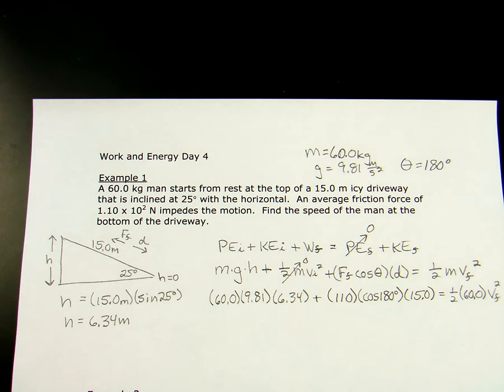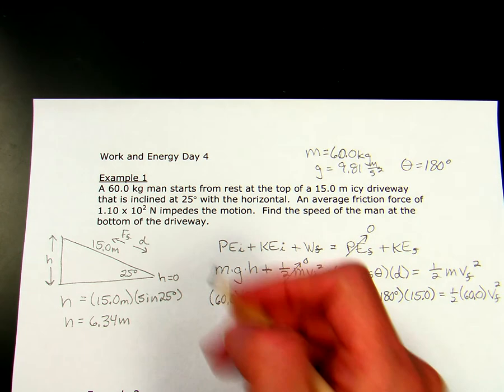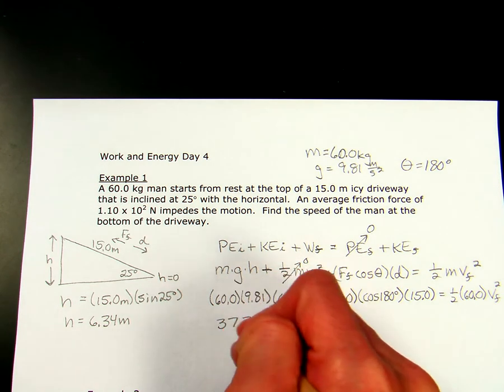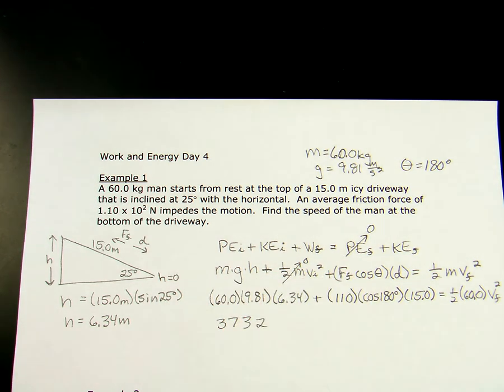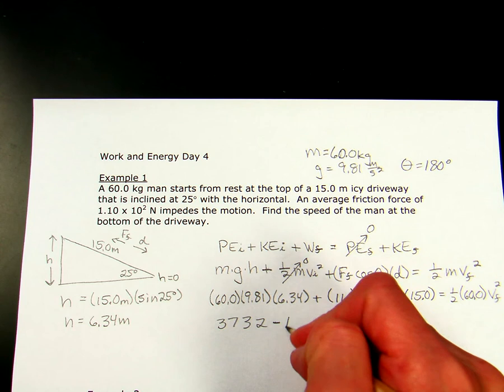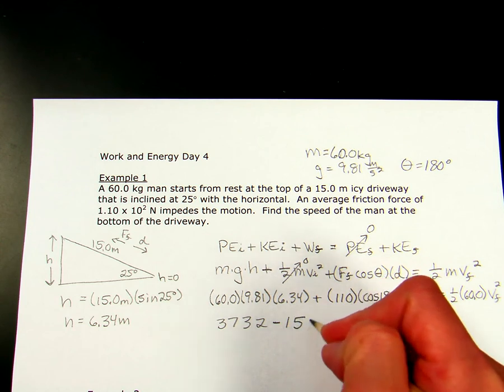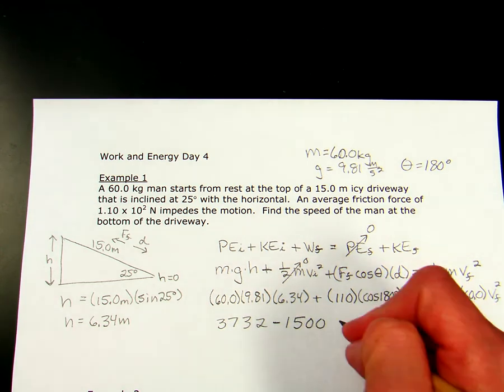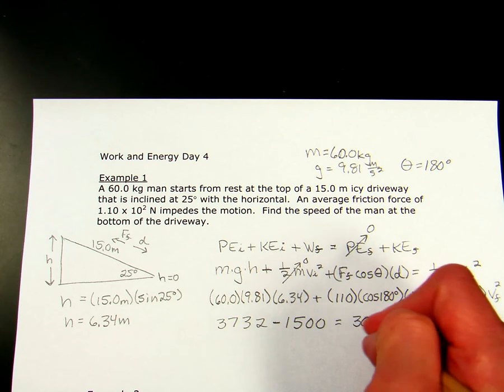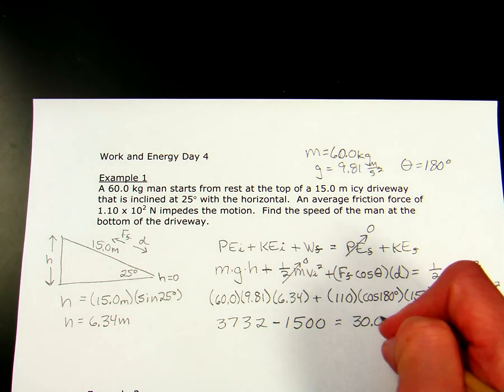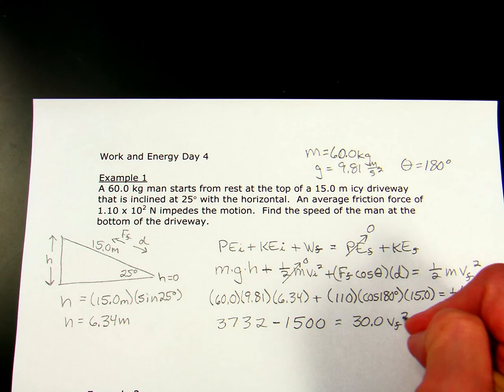and 60 times 9.81 times 6.34 gives me 3732. 110 times 15 times the cosine of 180 is negative 1,500, and that equals 30 times the final velocity squared.